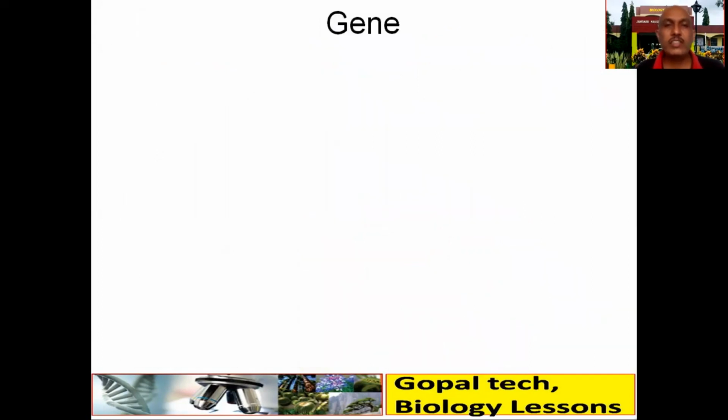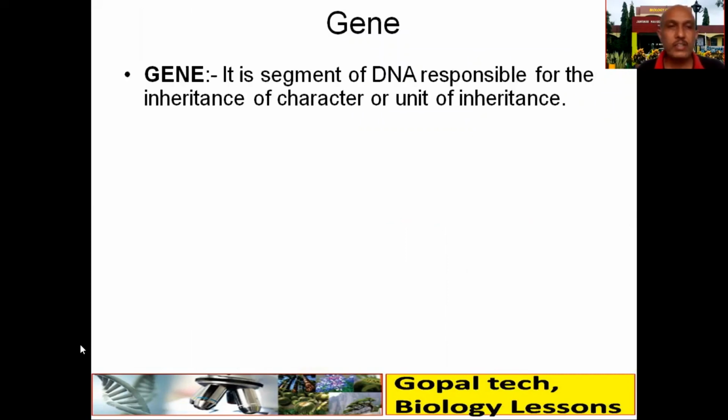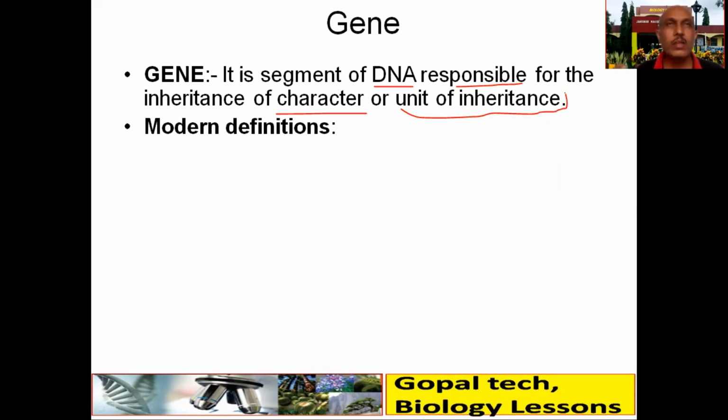Now try to understand the concept of a gene. We know that the gene is a segment of DNA. It is a segment of DNA which is responsible for the inheritance of characters, or in other words, it is a unit of inheritance. In the previous session, we discussed the principles of inheritance. G.J. Mendel called them factors. Later on it was named a gene. So every gene will control one character, like tall or height. They are called traits. So what is the modern definition of this gene?